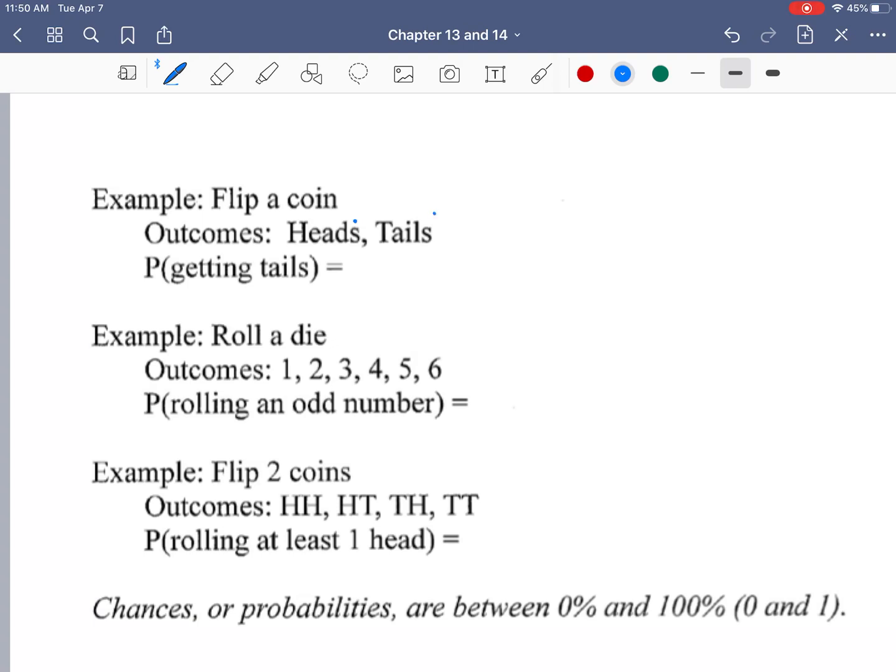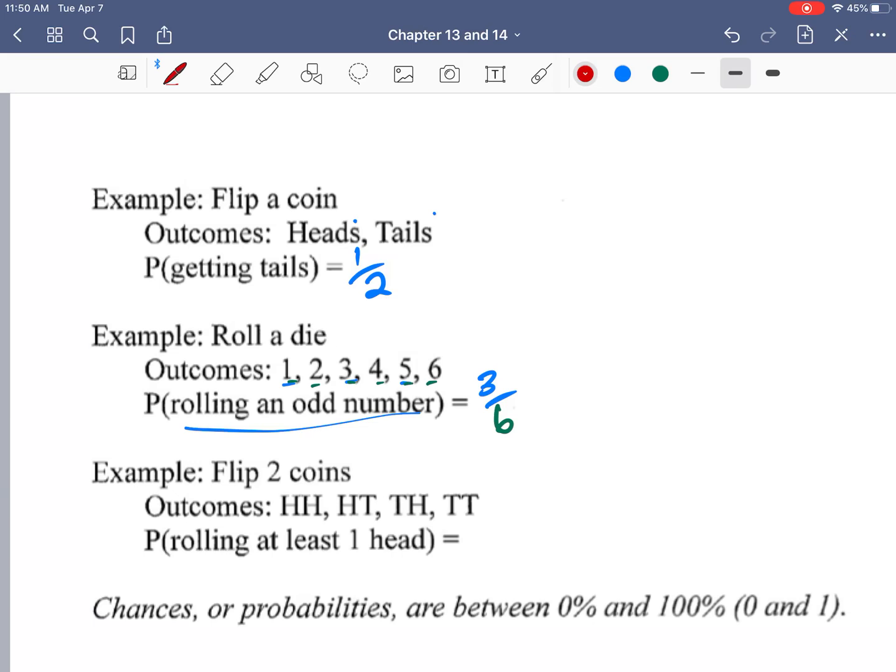So we know when you flip a coin, there's 2 options, heads or tails. Probability of getting heads was 1/2. Probability of getting tails was 1/2. Rolling a die, oh, we just did this. Rolling an odd number. Well, there's 1, 2, 3 odd numbers out of a total of 1, 2, 3, 4, 5, 6 options. So 3/6. You do not have to simplify that down unless you want to.